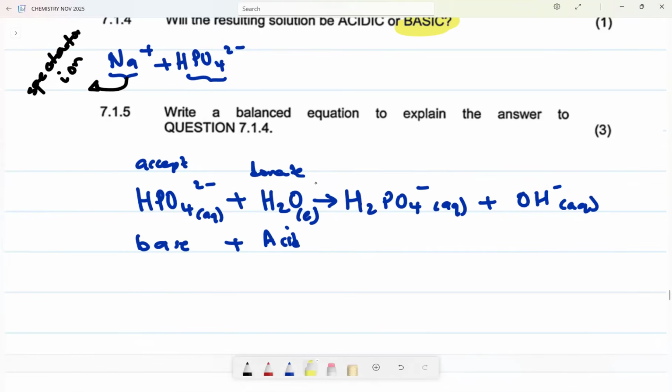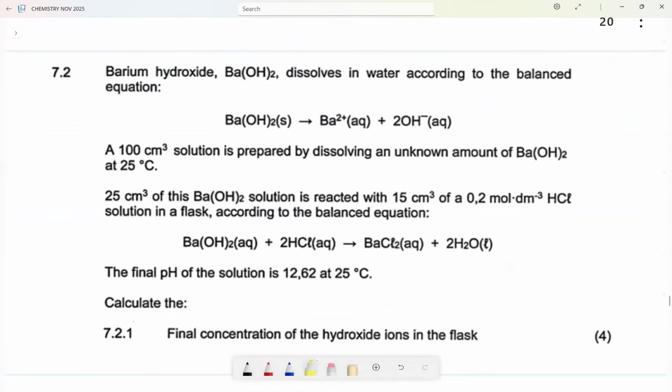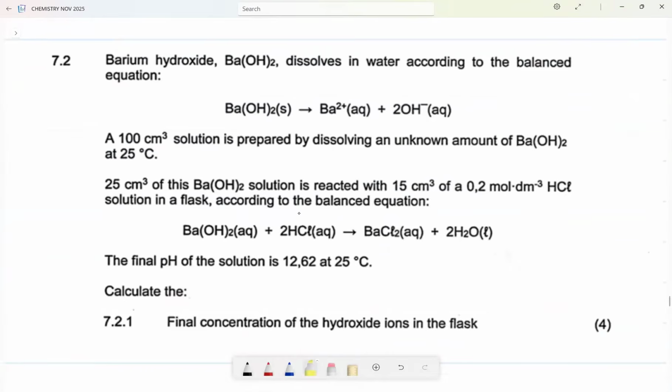Cool. Now we can move on to 7.2.1 calculations. Barium hydroxide is dissolved in water according to the balanced equation like that. And we see that for every 1 mole of barium hydroxide, it produces 2 moles of hydroxide ions. And then a 100 cm³ solution is prepared by dissolving an unknown amount of barium hydroxide at 25 degrees Celsius. Out of the 100 cm³ solution, 25 cm³ of this barium hydroxide is reacted with 15 cm³ of 0.2 mol/dm³ hydrochloric acid.